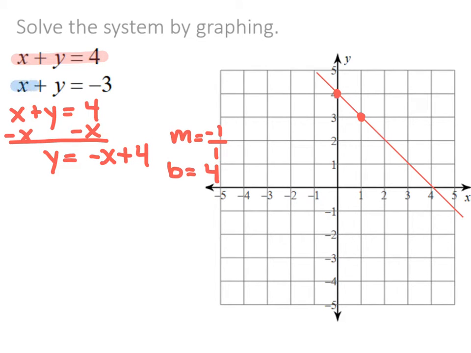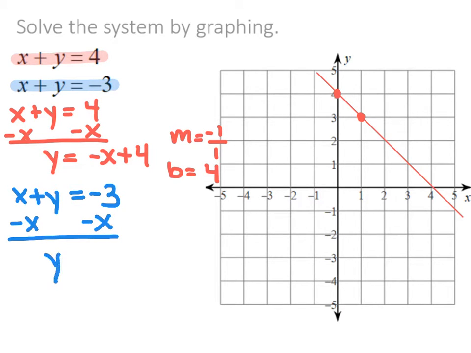Then for the other equation, we're going to solve to get y by itself again. So in order to do so, I would subtract x from both sides. So y equals negative x minus 3. So the slope is negative 1 over 1, and the y-intercept is negative 3. So I can plot my y-intercept, use the slope to graph another point, and then draw in the line.